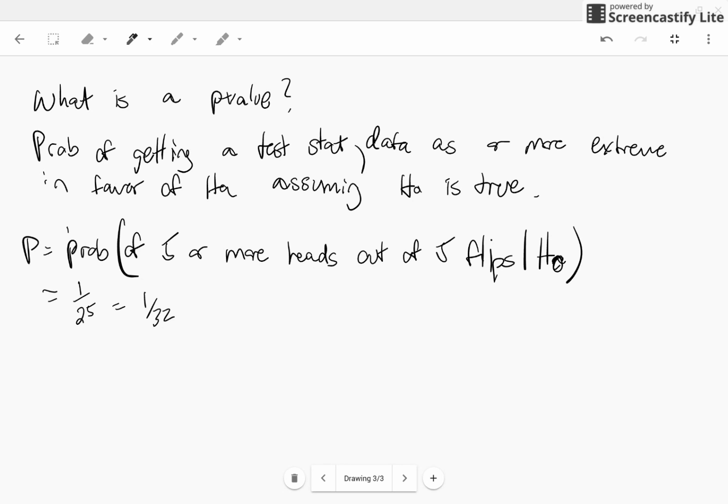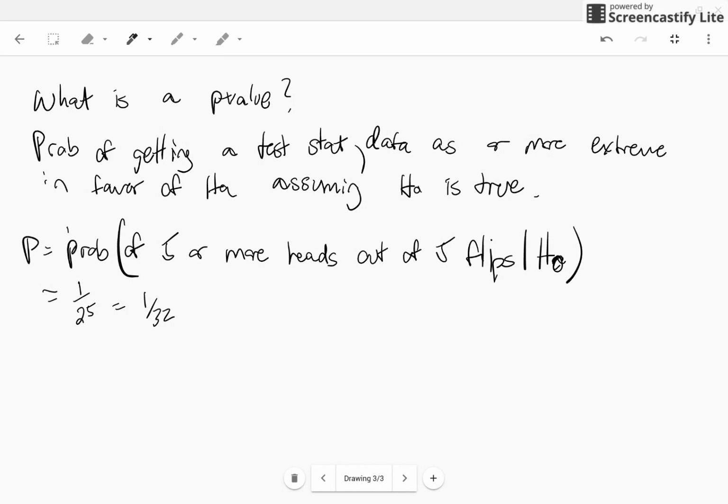So what does that mean? Well, that means if the null is true, it's unlikely we would get this much data, or a test statistic this extreme, in favor of the alternative. So that maybe casts doubt on the null hypothesis being true. And that's the relevant interpretation of the p-value. If your p-value is small, then you've either observed a rare event, your model is somehow wrong, or the null hypothesis is false.